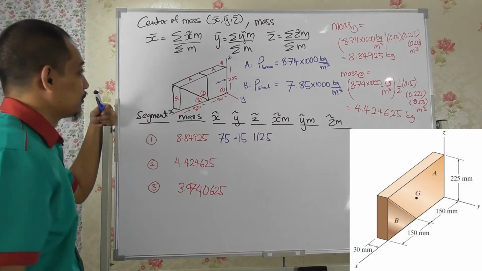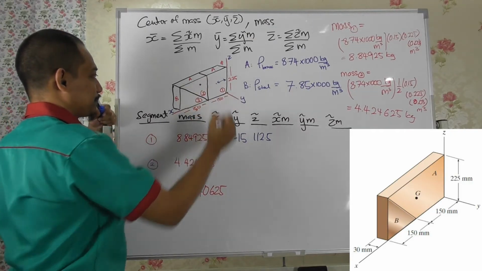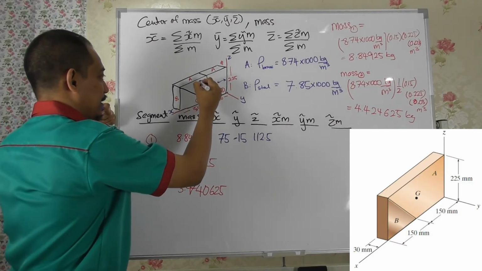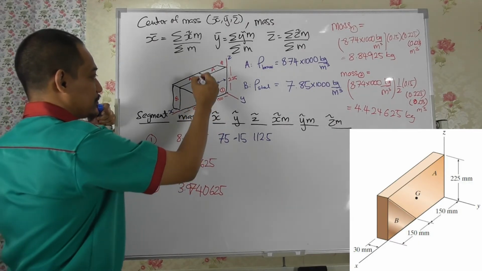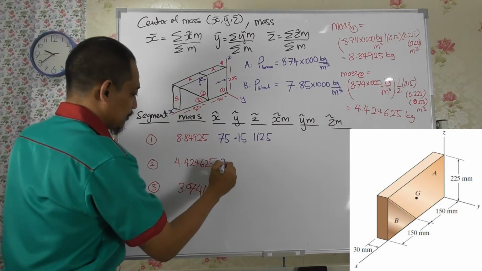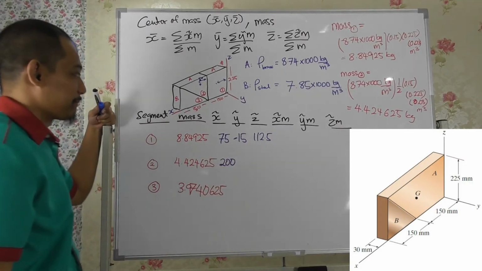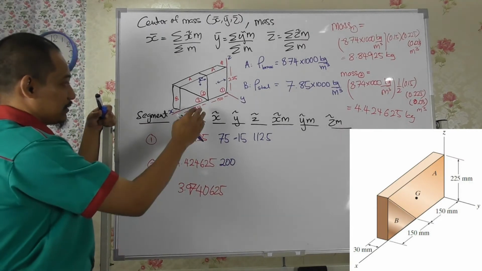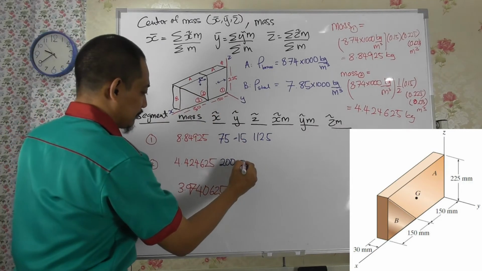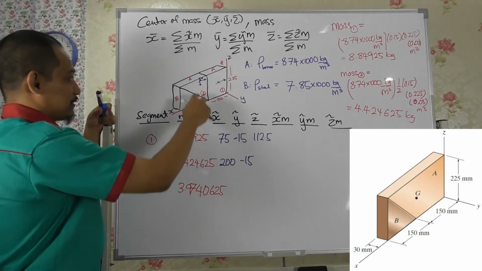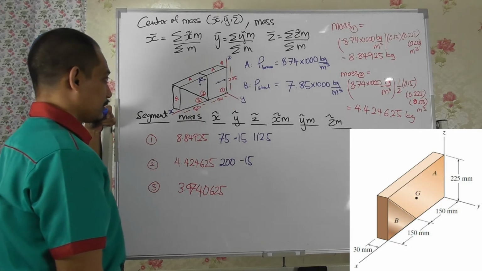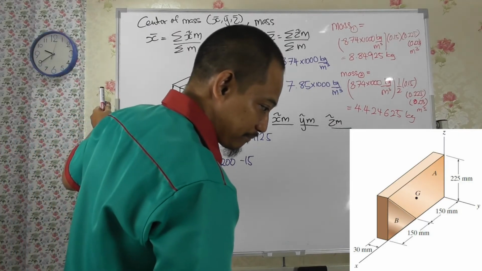What about shape number 2? It will be somewhere here. In terms of x, this length here should be 1/3 of 150, which is 50. But the coordinate will be 50 plus 150, which becomes 200. And then the y is in the thickness as well, negative side, so negative 15. And z is 2/3 of 225, which is 150.